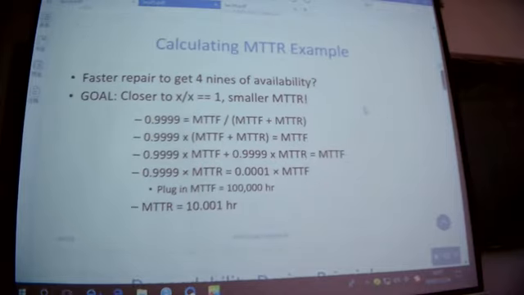We can calculate an MTTR example. The MTTR is faster to get 4 nines of availability. The goal is close to 100%, and the smaller the MTTR, so if the MTTR becomes smaller and smaller, the result becomes nearly 100%.